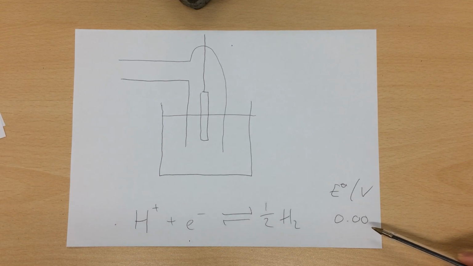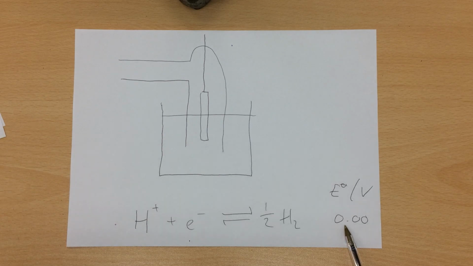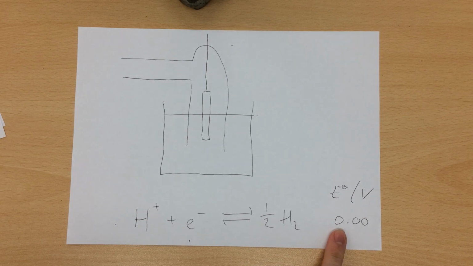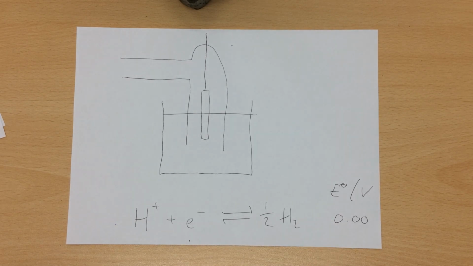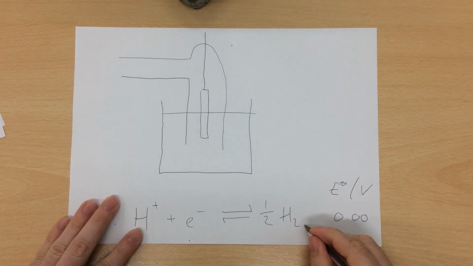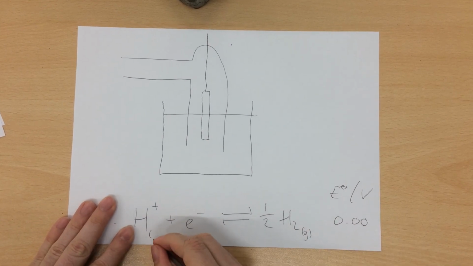This is the only electrode potential value you need to memorize. And it's not hard, it's 0.00. The reason it's that is because we set the hydrogen half cell as our reference. Every other half cell is a comparison to the hydrogen half cell. So by definition, the hydrogen half cell is 0.00.